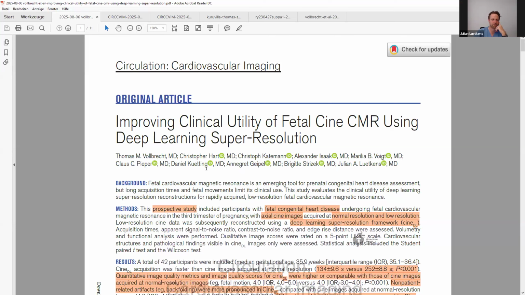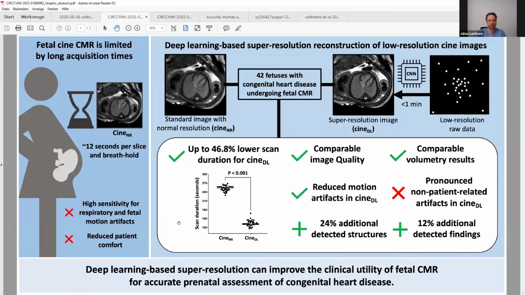So this is our recent paper, which was published in Circulation Cardiovascular Imaging, and it evaluates a Cine CMR sequence which was reconstructed with deep learning. The Cine sequence itself was a low resolution Cine sequence, which was then upscaled with the deep learning reconstruction algorithm. This is often referred to as super resolution reconstruction in the literature. And this was a prospective study which included fetuses with known congenital heart disease. And I will jump right into the graphical abstract.